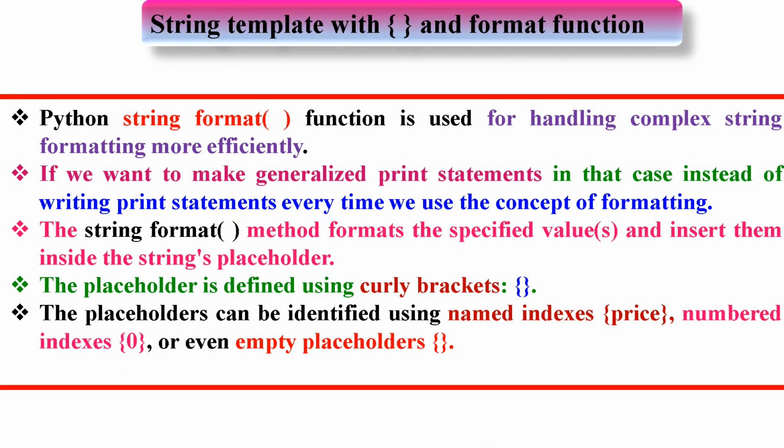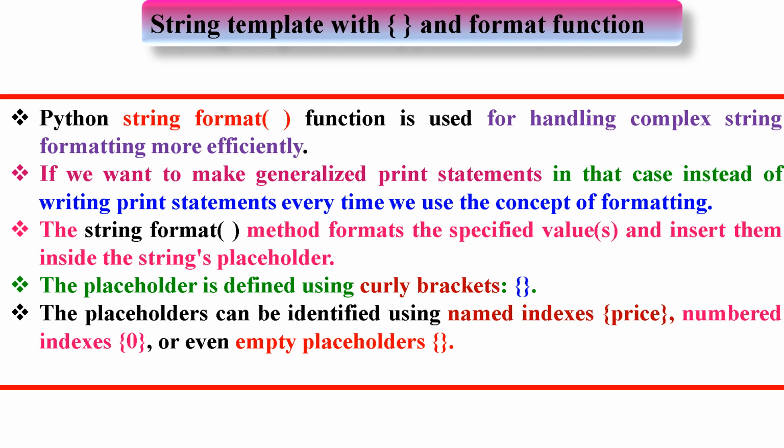Next, we are going to learn about string template with string format, curly braces and format function. Python's string format function is used for handling complex string formatting more efficiently. If we want to make generalized print statements, instead of writing print statements every time, we use the concept of formatting. The string format method formats the specified values and inserts them inside the string's placeholder. The placeholder is defined using curly brackets.